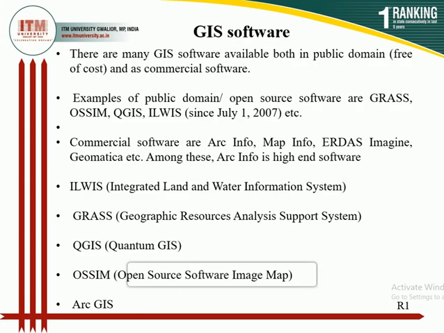There are various GIS software present both as public and commercial software. The examples of GIS software which are in the public domain are GRASS, OSSIM, QGIS, ILWIS. The commercial ones are ArcGIS, Geomatica, ArcInfo, MapInfo. So these are all commercial software which are used for gathering the information which we got from the database management system or different geographic data.